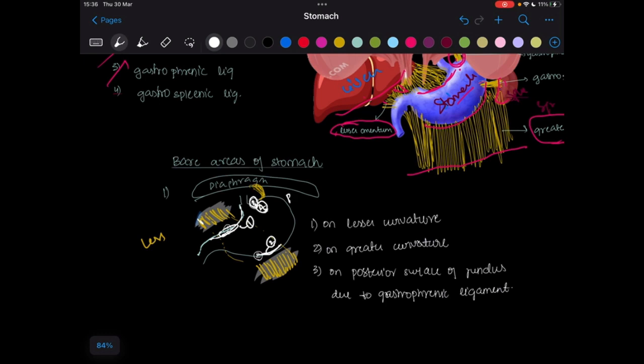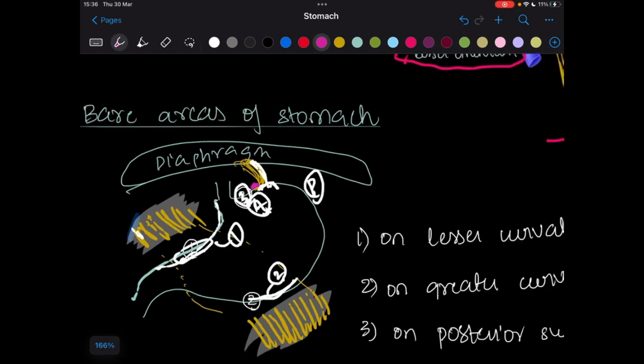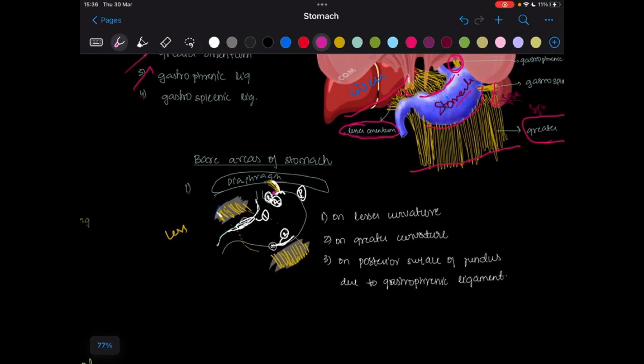From the posterior view, you are able to see this gastrophrenic ligament attaching from the posterior surface of the fundus to the diaphragm, right? So when it is attaching right there, some part of it is left free. Imagine this is the posterior, so some part of it posteriorly is left free. So that is the third bare area of the stomach.